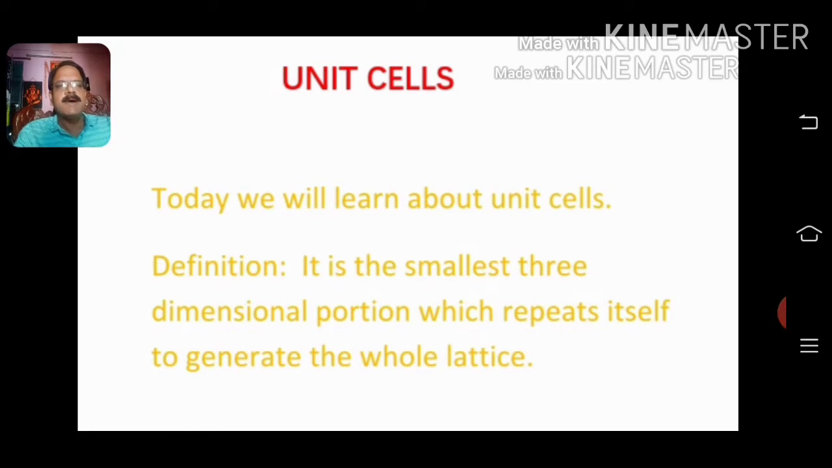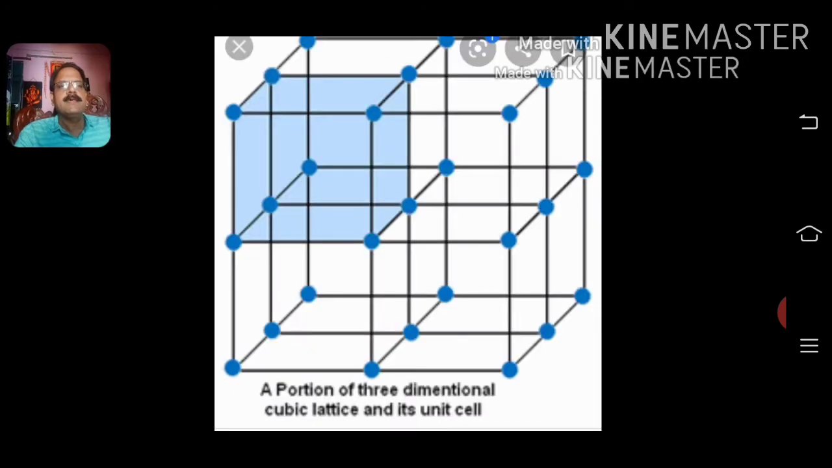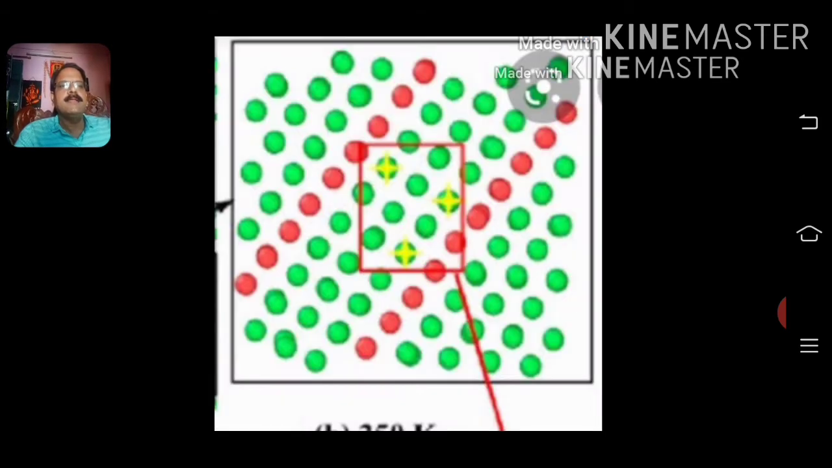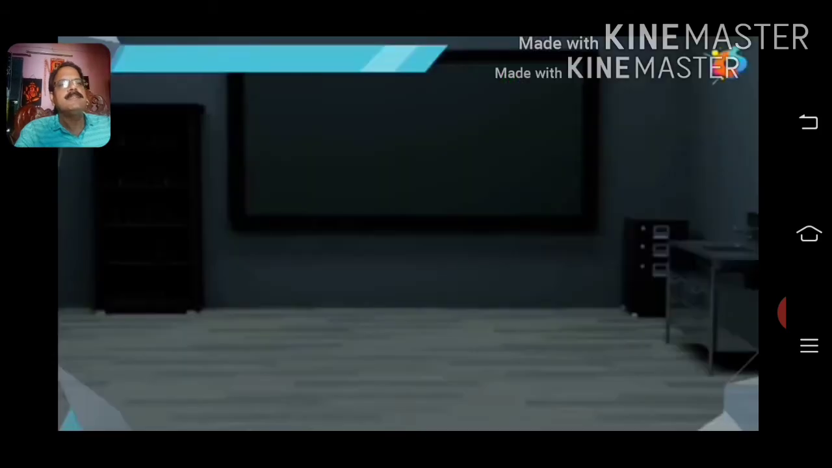Unit cell is the smallest three-dimensional portion which repeats itself to generate the whole lattice. The blue portion you can see is the unit cell, and the portion in the red circle is also the unit cell, and it generates the whole crystal when it repeats itself in all three-dimensional directions.